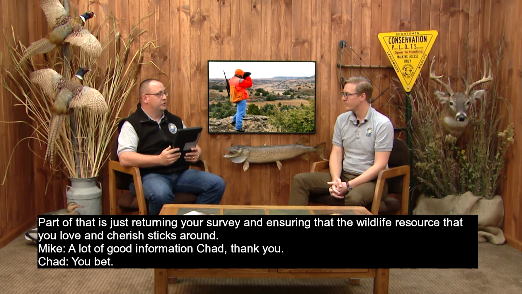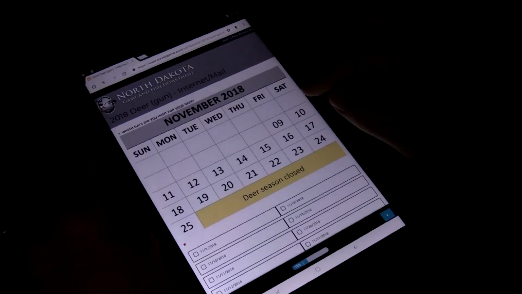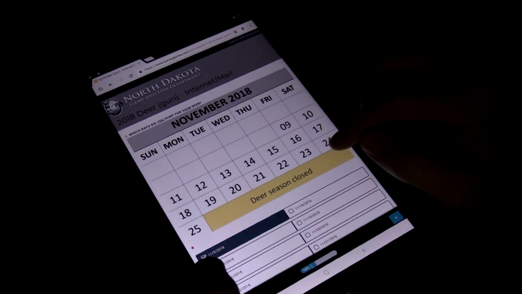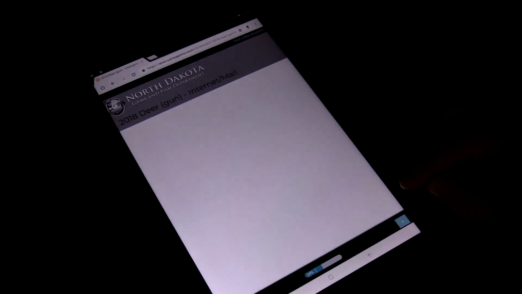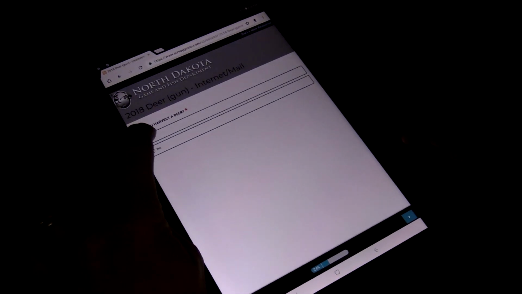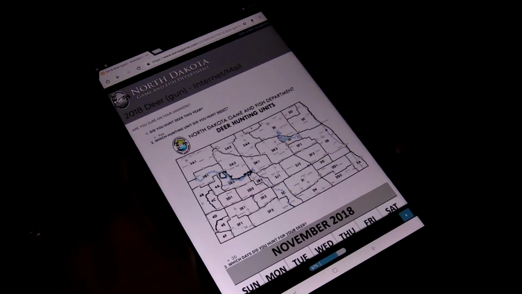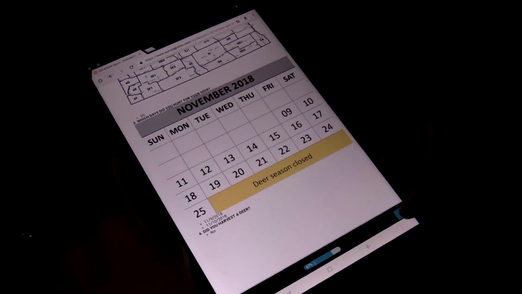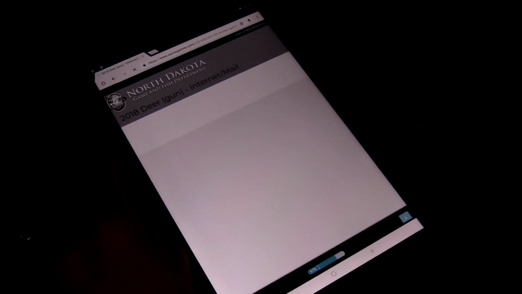A lot of good information, Chad. Thank you. You bet. The North Dakota Game and Fish Department sends out surveys on deer hunting, waterfowl hunting, upland bird hunting, and more. So if you do receive one in the mail or by email, take 30 seconds, fill it out, as biologists use that information to manage North Dakota's wildlife populations.